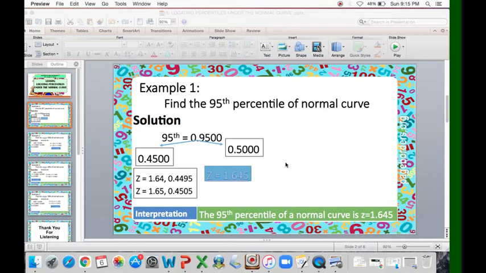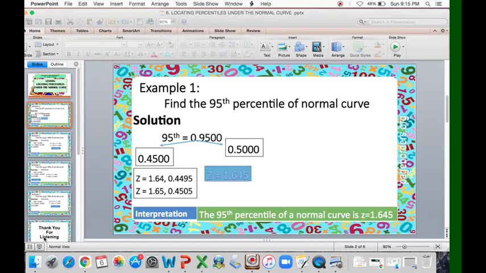Actually, hindi ko na kayo kailangan turuan dun sa table kasi in our previous video doon sa ating normal distribution table, or using the z-test, I already taught you on how to use that z-test table. Okay? So, let's now proceed to example number 2.